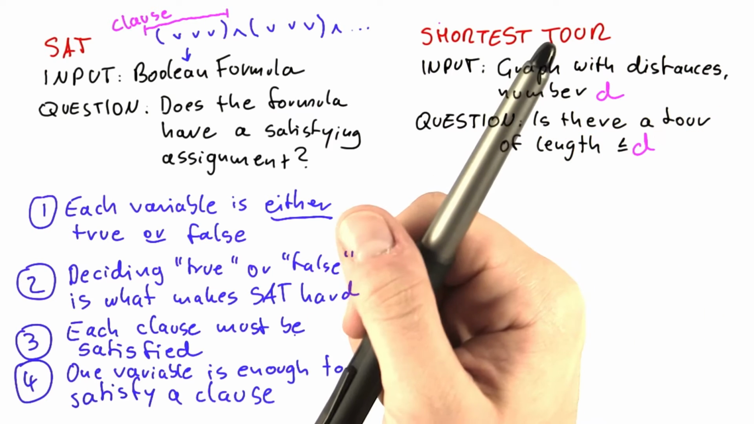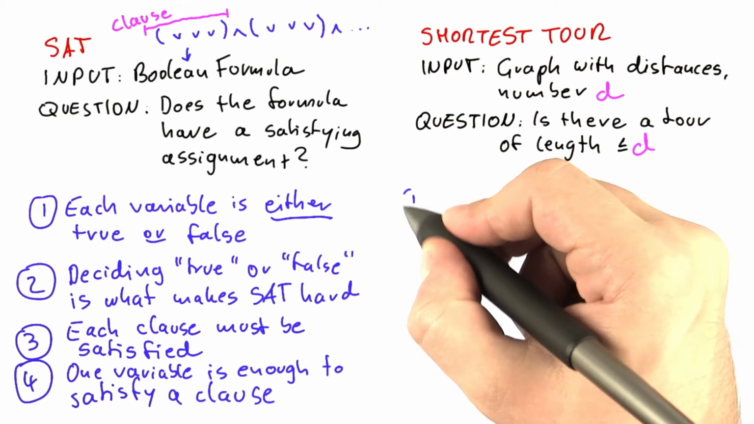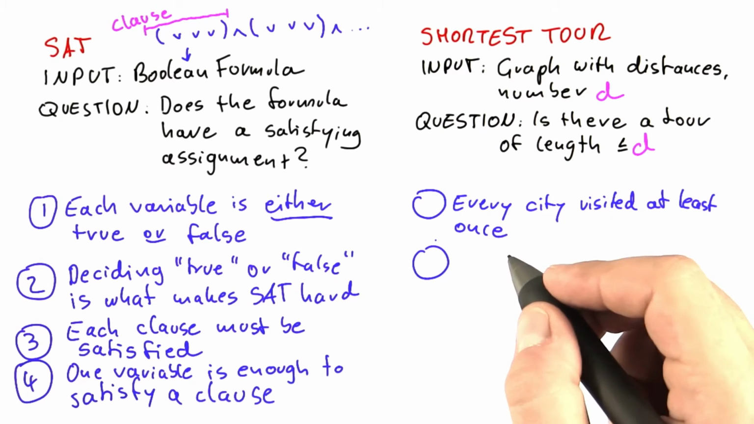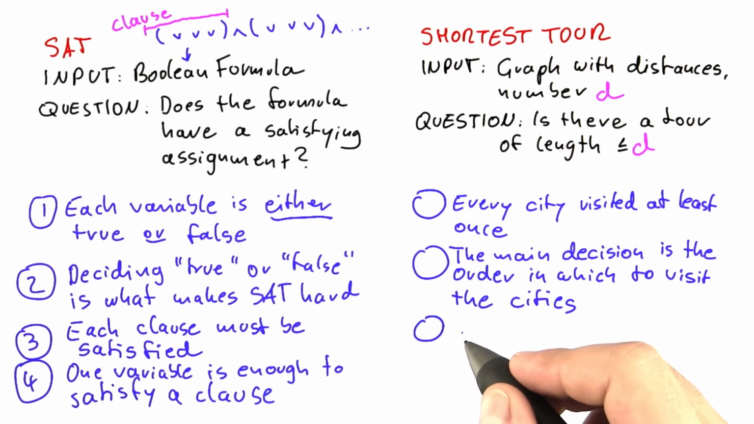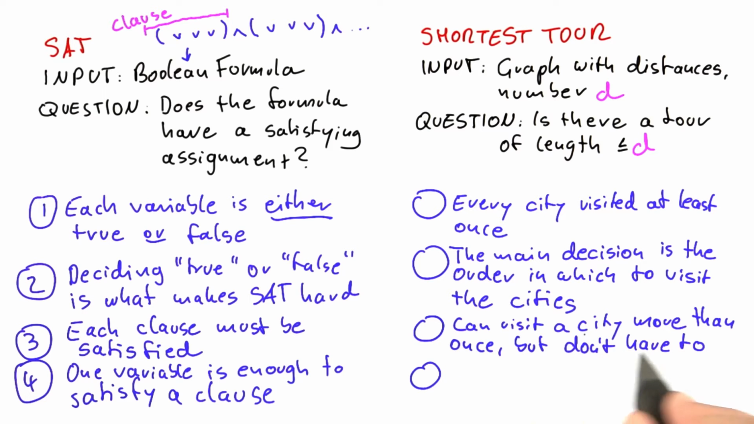Let's see if we can do the same thing for shortest tour. So what are some properties of a shortest tour? Well, first of all, every city must be visited at least once, because otherwise it's not a valid tour. The main decision we need to make is, of course, in which order we visit the cities. And once we have visited a city, we can visit it again, but we don't have to. And the final thing is, we don't visit a city more than once on purpose. So at a certain point in time, we might want to visit a city once more because it's beneficial, but in a shortest tour, we wouldn't visit a city more than once unless it's necessary. So I'm going to phrase this as, we don't visit a city more than once on purpose.